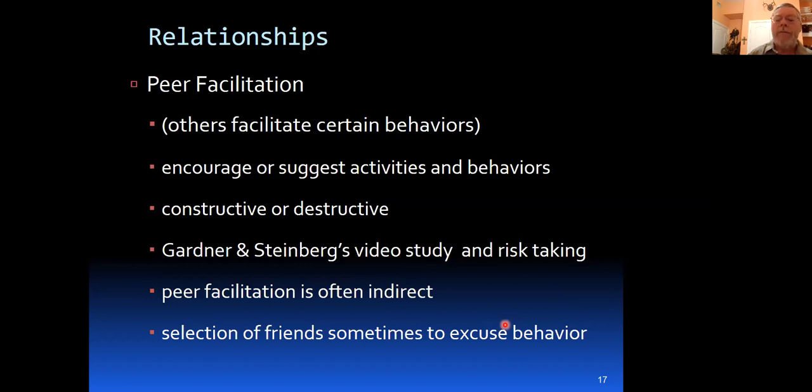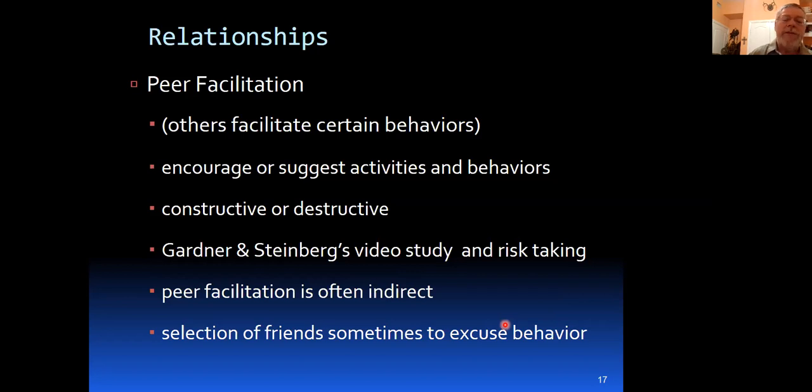Sometimes peer facilitation involves risk-taking. Gardner and Steinberg did a study in which adolescents would drive a vehicle simulator. And what they found is that adolescents, when there was an audience of other adolescents, were more likely to engage in risky driving behaviors, an example of peer facilitation. Maybe that's why, when adolescents first get their driver's license, they limit it to not having other adolescents in the car at first until they get a bit older.